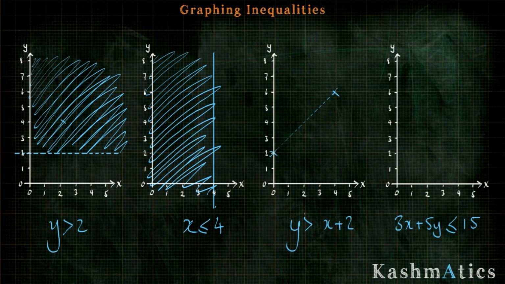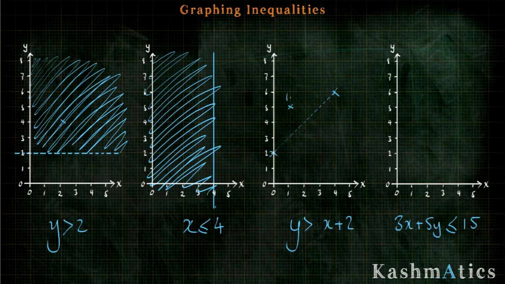And then I want the bits which are greater than x plus 2. Now it will be greater than x plus 2 above the line and less than x plus 2 below the line. But if you're not sure, all you need to do is pick a coordinate, so a nice easy coordinate, and just see if y is bigger than x plus 2.